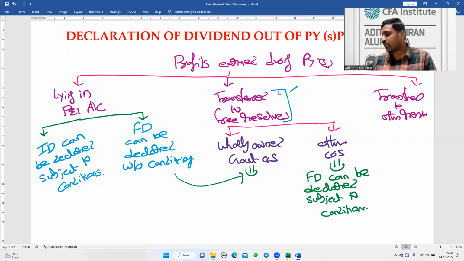Transferred to free reserves: interim dividend cannot be declared. Forget about the conditions. Whether it is a government company or other company, conditions or not, forget about it completely. Interim dividend cannot be declared at all. Final dividend can be declared: wholly owned government company, without any conditions; other companies, with conditions.